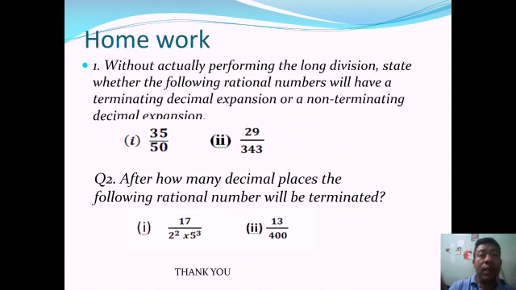For your homework, I am giving you 2 questions. The first question is, without actually performing the long division step, state whether the following rational numbers will have a terminating decimal expansion or non-terminating decimal expansion. The first, Roman number 1, 35 by 50, and Roman number 2 is 29 by 343. And the second question is, after how many decimal places will the following rational numbers terminate? The first is 17 by 2 to the power 2 into 5 to the power 3, and the second is 13 by 400.